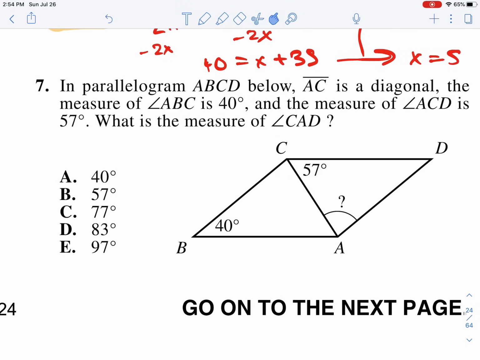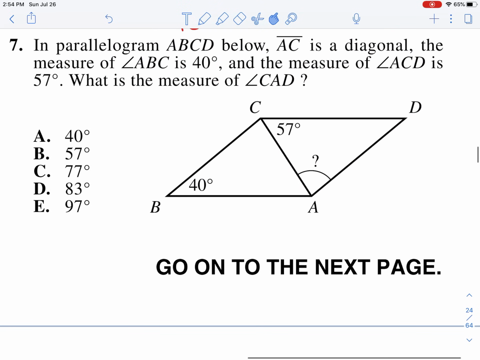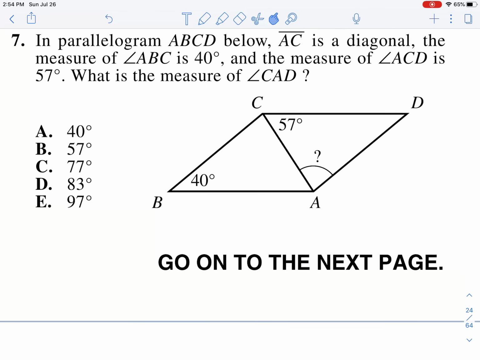All right, moving on. Number 7: in the parallelogram below, AC is a diagonal. The measure of ABC, so okay, it's a parallelogram, which means this angle is equal to this one, and these two sides are equal to each other. So keep that in mind. We want to read through the directions here so we know what exactly this shape is and how it works. AC is a diagonal. Okay, that makes sense. Then we have the measures 40 and 57. Those are already labeled. What is CAD?